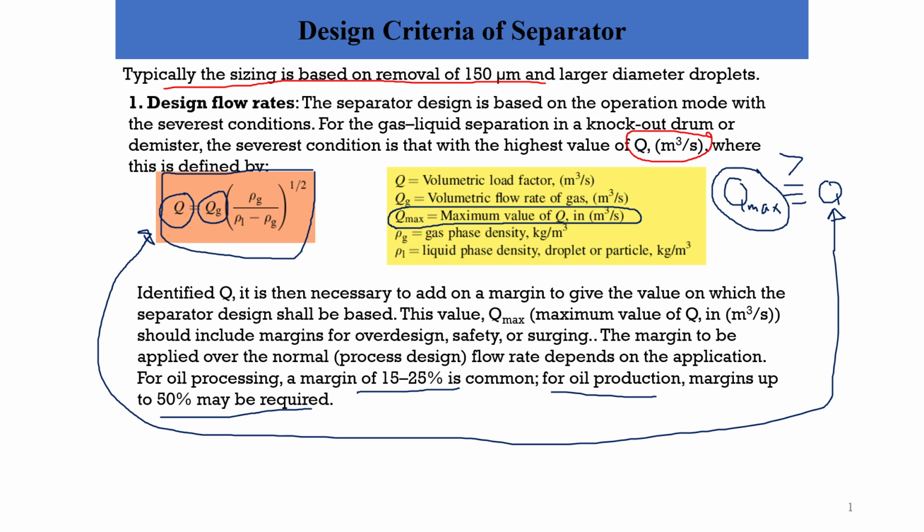Q can be calculated from this formula, and this Q is what we call the volumetric load factor. But this volumetric load factor represents an ideal scenario where you do not take into consideration other factors or parameters such as safety, over-design, or other operational issues. So in order to account for this, you find what we call the Q max, where you include all these margins into the value of Q. The resulting Q max will be greater than the value of Q, and this Q max is the value that you will base your design on.